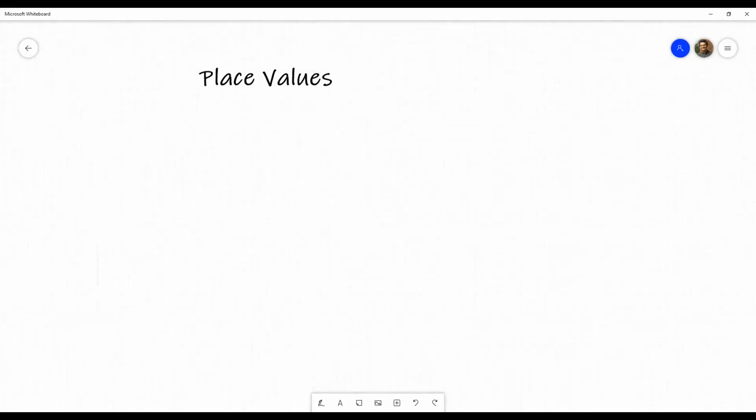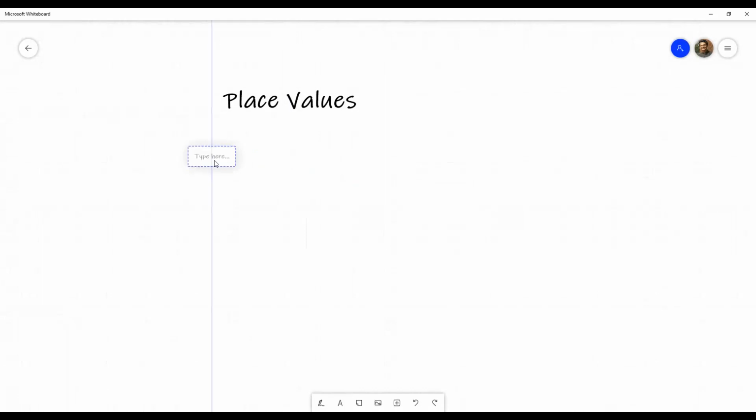So let me write something in the beginning. You don't have to understand it right now, but I'll explain it a little bit later. Place value helps us understand value or the worth of different digits.